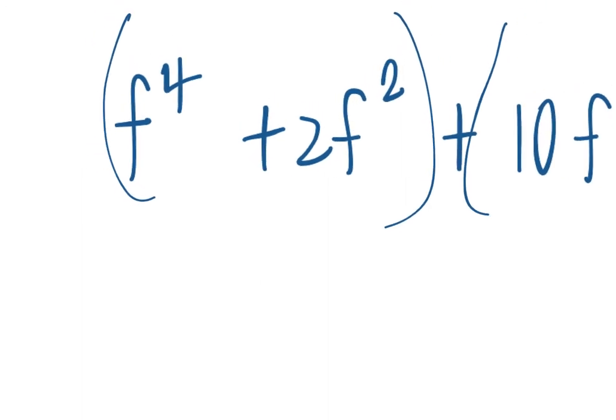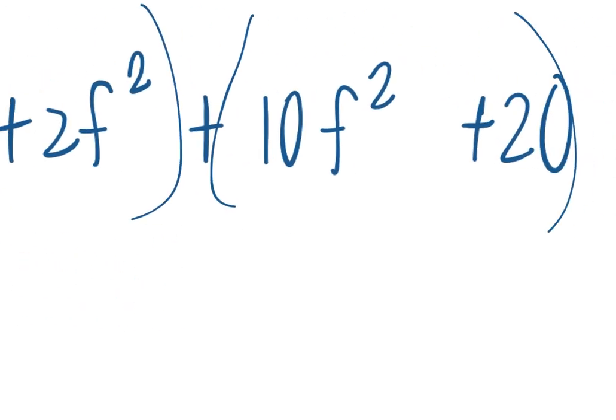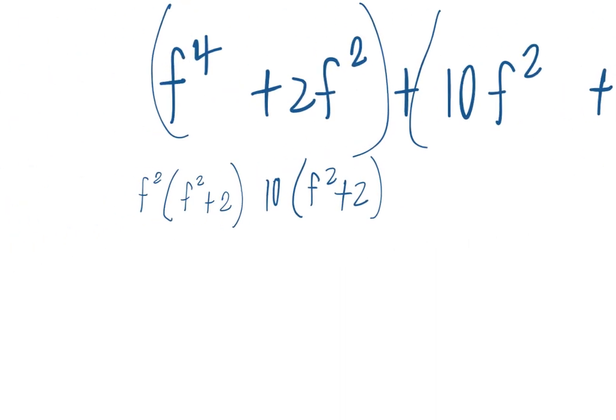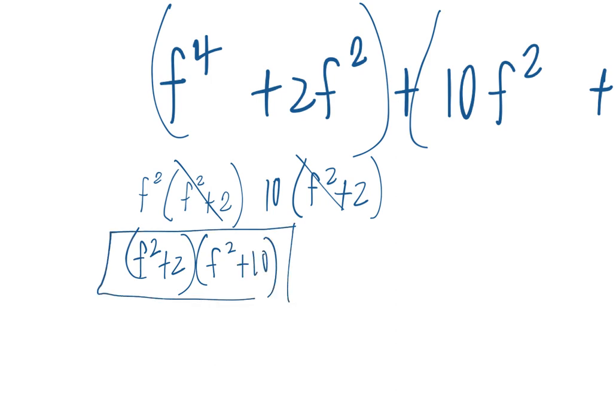So right here, I can factor out an f squared and be left with f squared plus 2. And right here on that second binomial, you cannot factor out an f squared, but you can factor out a 10. And if you factor that out, you would be left with f squared plus 2. And so now we have f squared plus 2 in common. Once you take that out, you're left with f squared plus 10. And those binomials there don't factor any further.